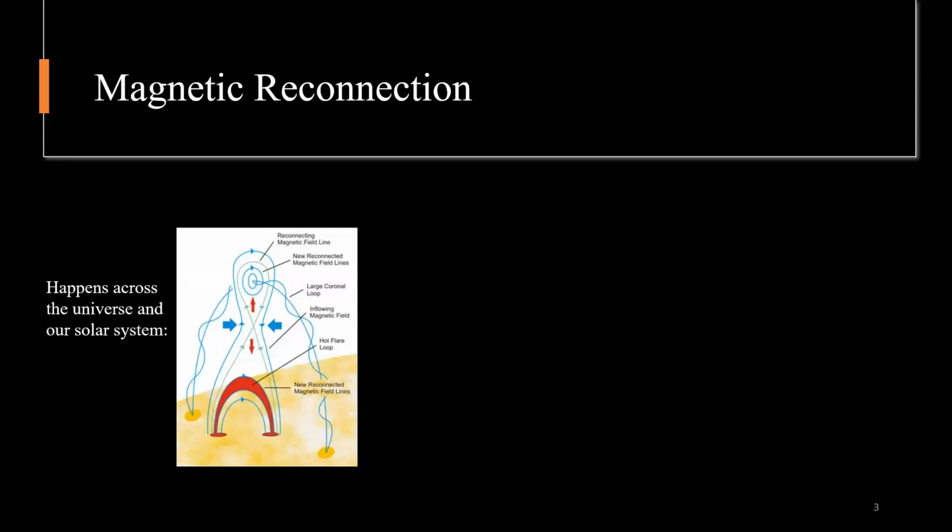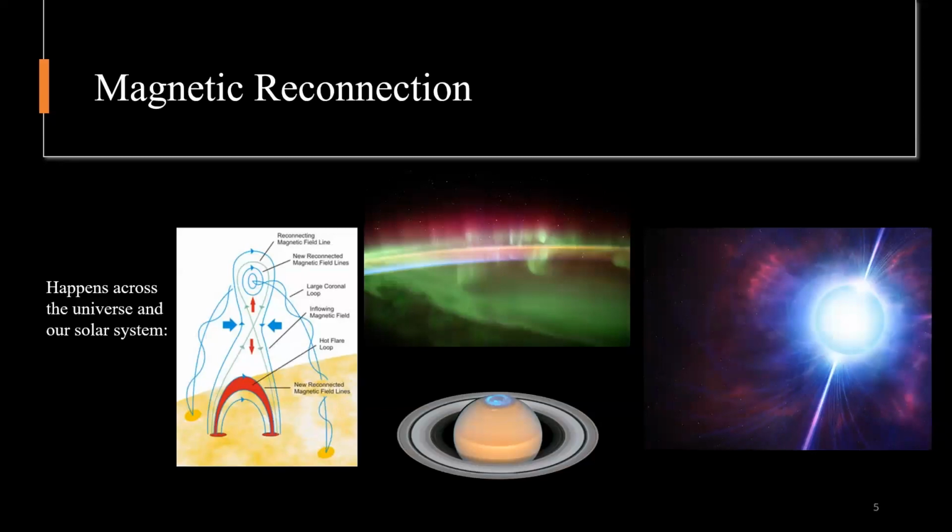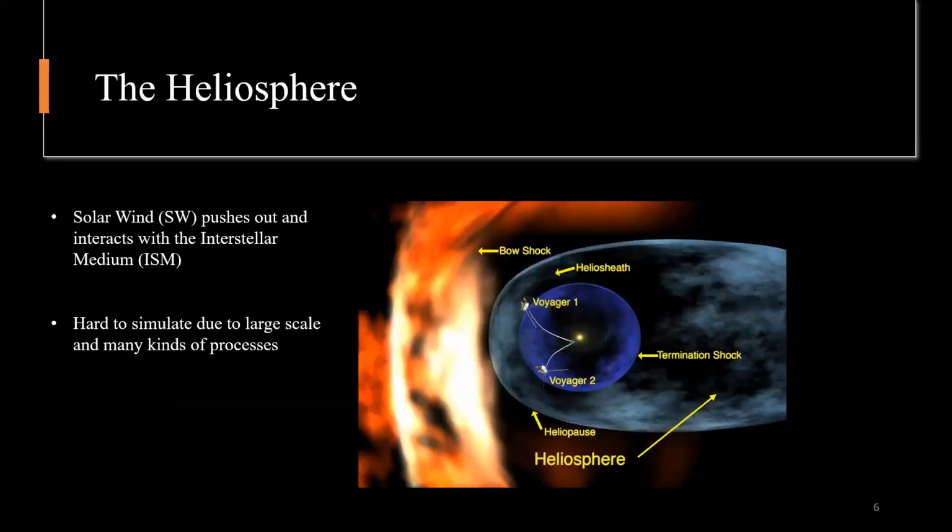Now, we see this occur across the universe, from solar flares and coronal mass ejections in the sun to auroras on this planet and other planets, and even in the most extreme places in the universe, like neutron stars. Now, where I studied it this summer is in the heliosphere. The heliosphere, at about 120 times the distance between the Earth and the sun, is where the solar wind plasma that comes out of the sun blows out an edge, a little bubble for our solar system against the interstellar gas. Now, because this is a very chaotic system and a very big system, it's really hard to simulate.